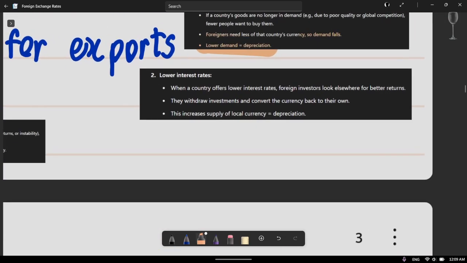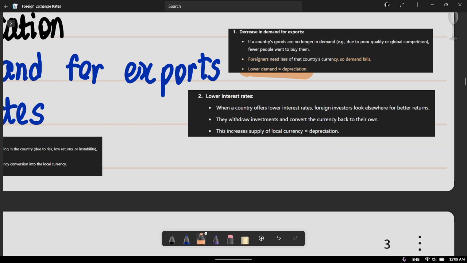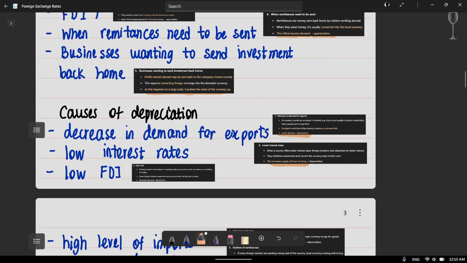Low interest rates. If a country is offering low interest rates, then foreign investors will look for different countries with better interest rates to invest in. So they will withdraw their investments and convert the currency back to their own, or to the currency of the country that they want to invest in. Now this will decrease the demand for the local currency and increase the supply of the local currency, which will lead to depreciation.